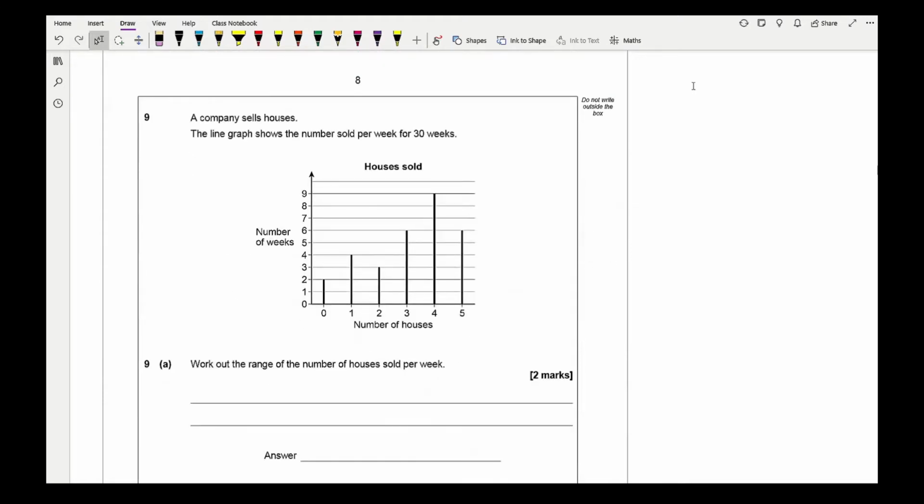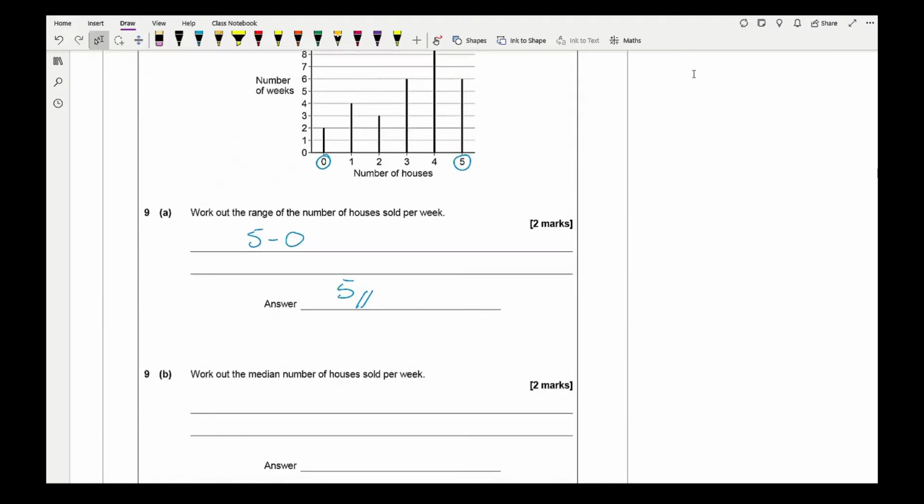Now, moving on to question 9. So here what we're looking at is a company that sells houses. The line graph shows the number sold per week for 30 weeks. It says work out the range of numbers per week. Now the range is going to be basically these numbers here. So it's not the number of weeks, it's the number of houses. So it's 5 take away 0, which just gives me an answer of 5.